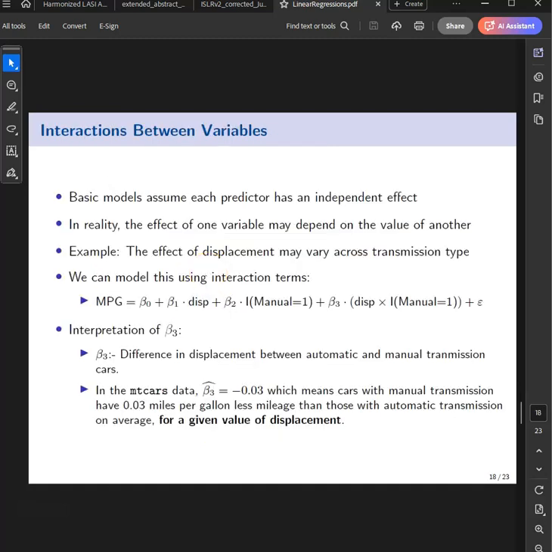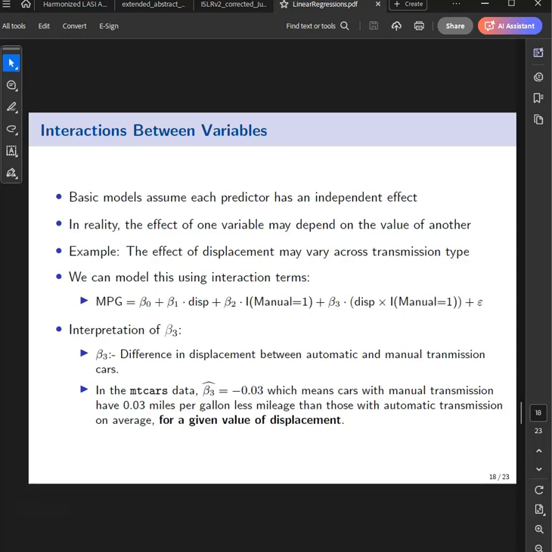So far, we have assumed that each predictor has an independent effect on our outcome. But in real life, the effect of one variable often depends on the value of another. And that is where interactions come in. Let's consider the MPG example again. Maybe the effect of engine displacement on fuel efficiency differs depending on whether the car has an automatic or a manual transmission. Powerful engines might be more efficient. Others might work better with manual. We don't know, so we find that out.